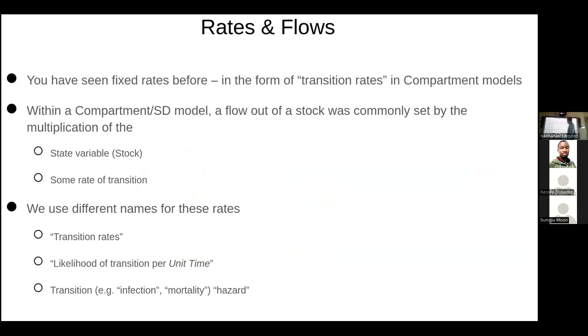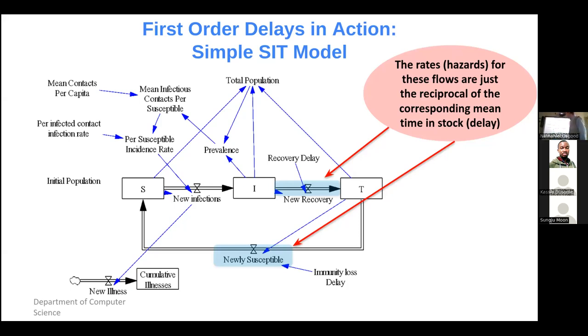So rates should be quite familiar for someone who's done compartmental modeling or system dynamics modeling or stock and flow modeling and other forms. We see them within a diagram like this, like a recovery delay. So maybe I tend to remain infectious for 10 days on average. So on a per day chance, we treat this as memoryless. So per day chance, I flip a coin with a 10% chance I recover.